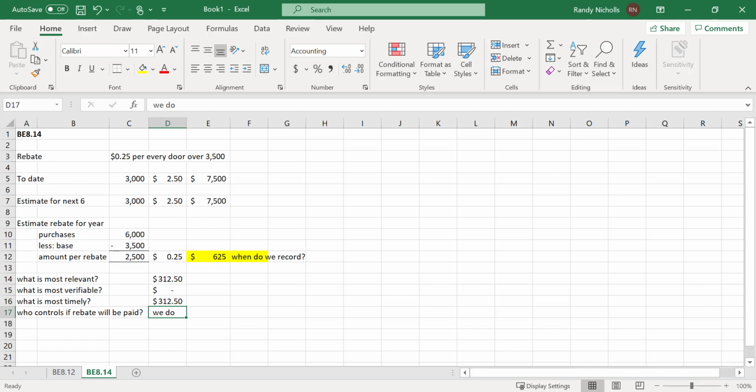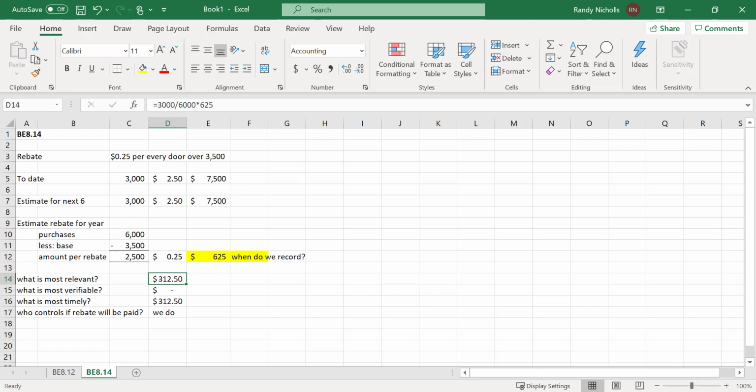I have a history of buying these things. I'm good at estimating how many I'm going to buy. And in this circumstance, under most accounting, I think you would record the rebate. Yeah, you'd record the $312.50 because that's your most likely cost. So again, just a conceptual thing, a little bit of math to throw in, but things to think about as you're looking at making estimates of stuff like rebates.